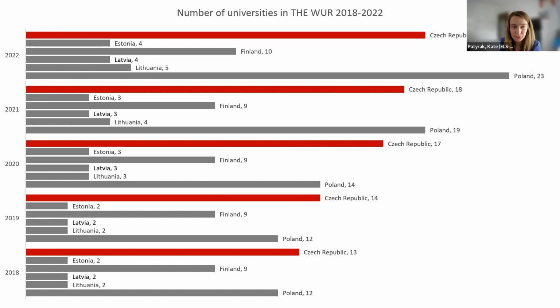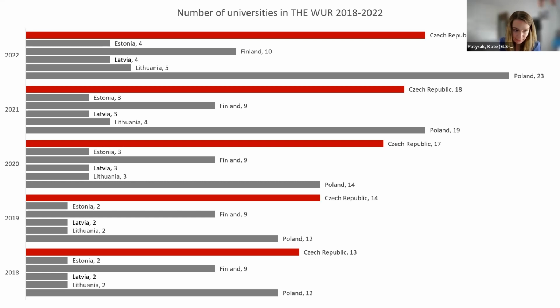So definitely what we can observe here is that all the Central and Eastern Europe countries are growing. In 2018, we had in the Czech Republic 13 universities that were in THE World University Ranking. Now in 2022, we have 19.